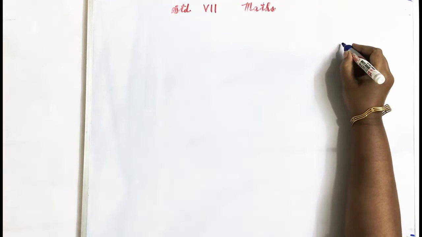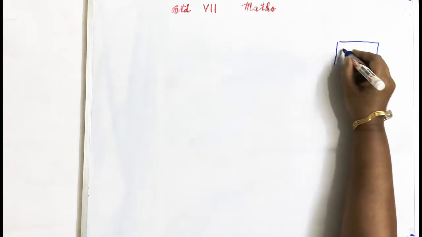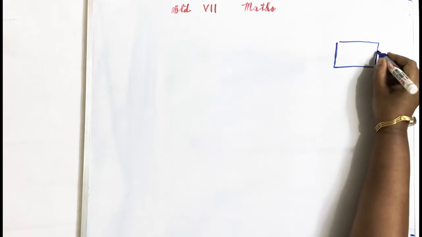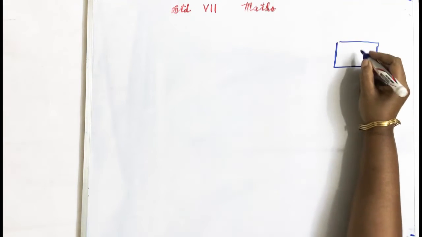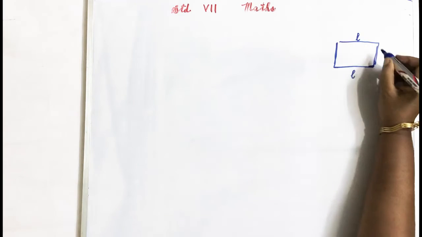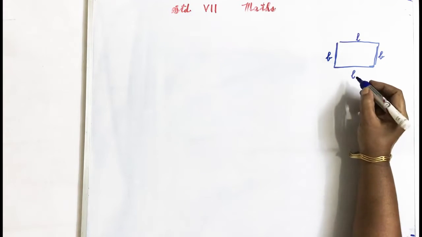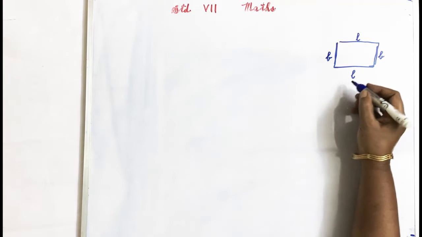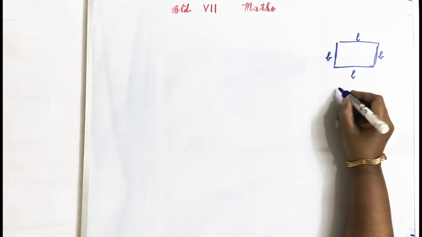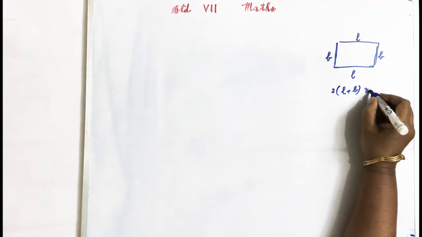Let us see the rectangle now first. In the rectangle, opposite sides are equal. So this is length, and this is breadth, this is breadth. And what is perimeter of rectangle? 2 into L plus B units.